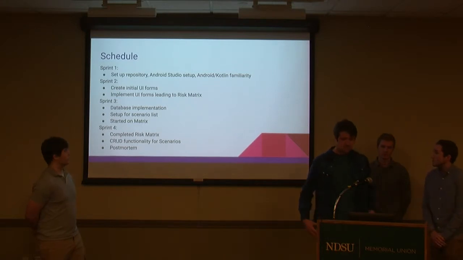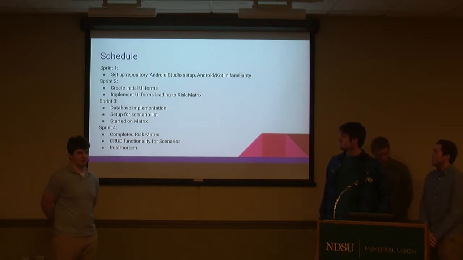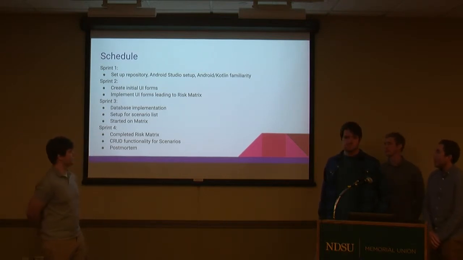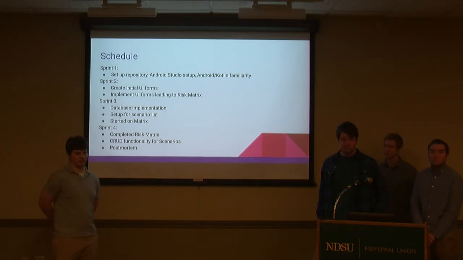Our schedule looks like this. Sprint 1 was mostly setting up the repository and getting familiar with our environment, which was Android Studio, and learning how to code in Kotlin. Sprint 2 was creating those initial UI forms that we can show off in the demo, and implementing everything before we got started with the risk matrix.